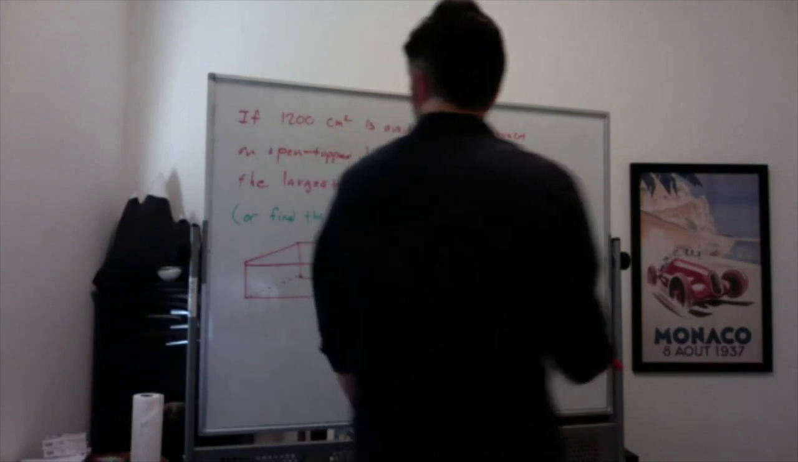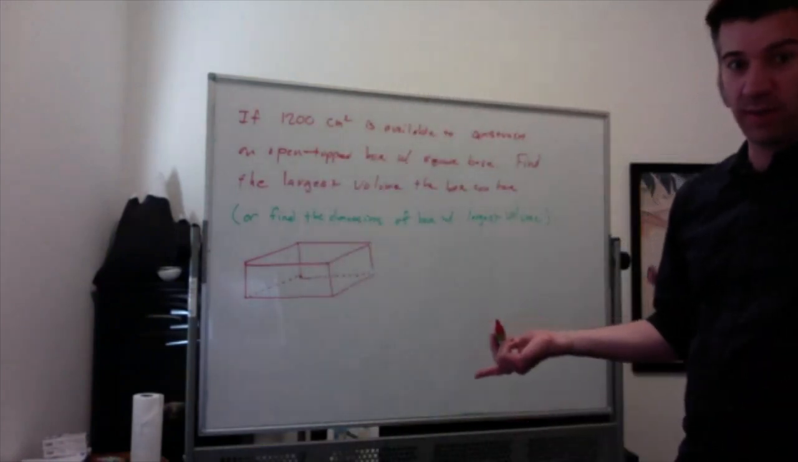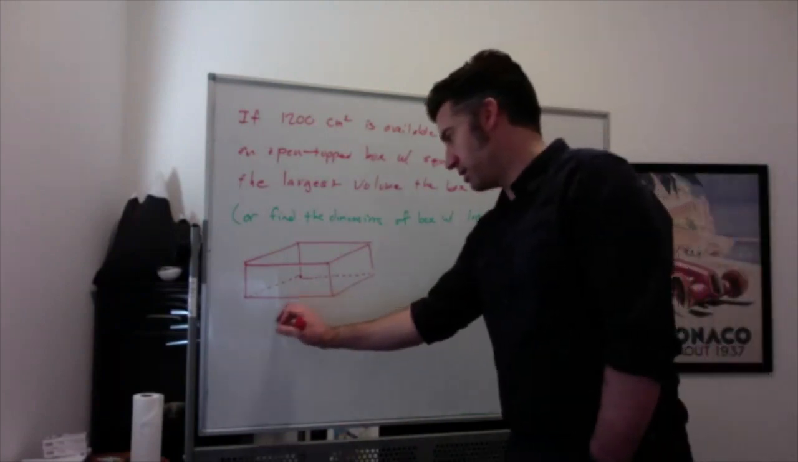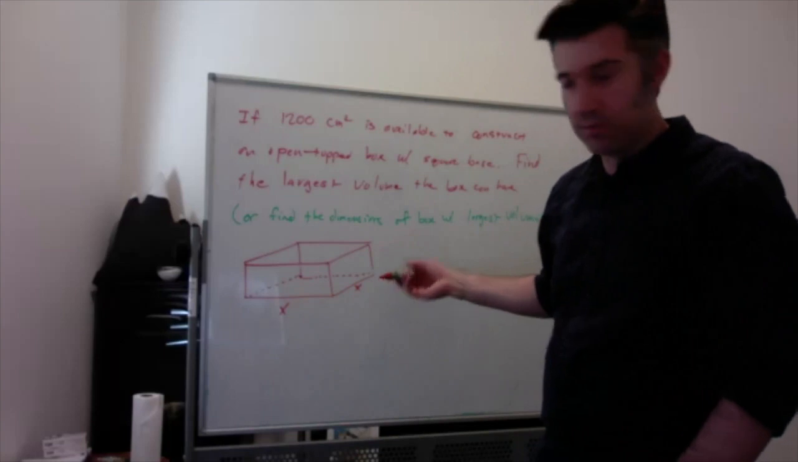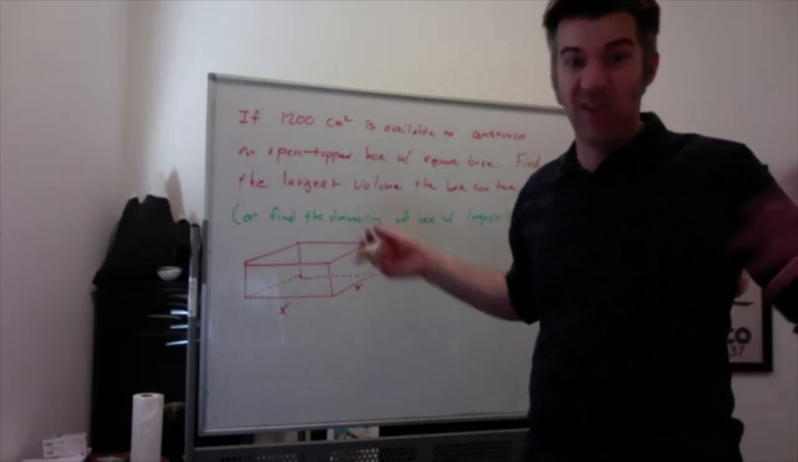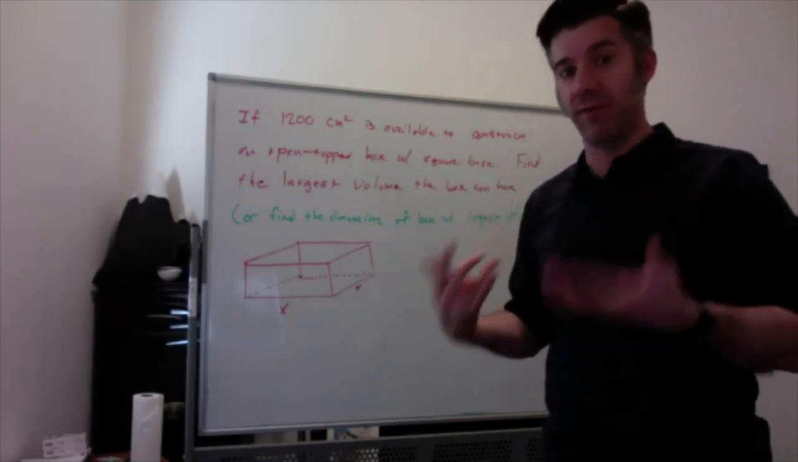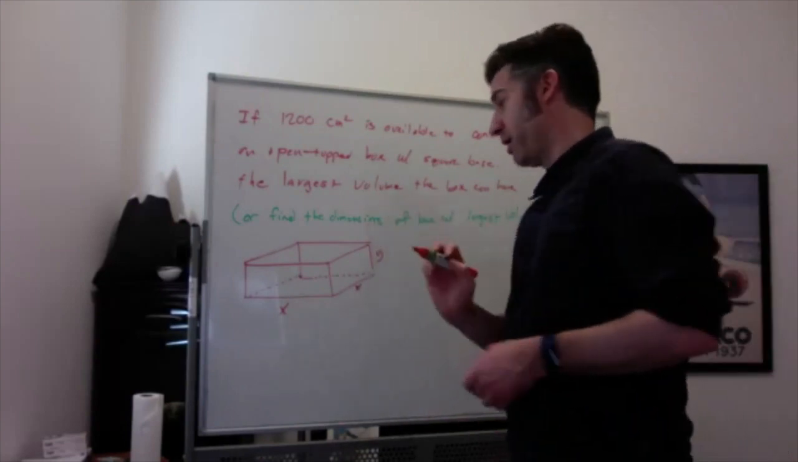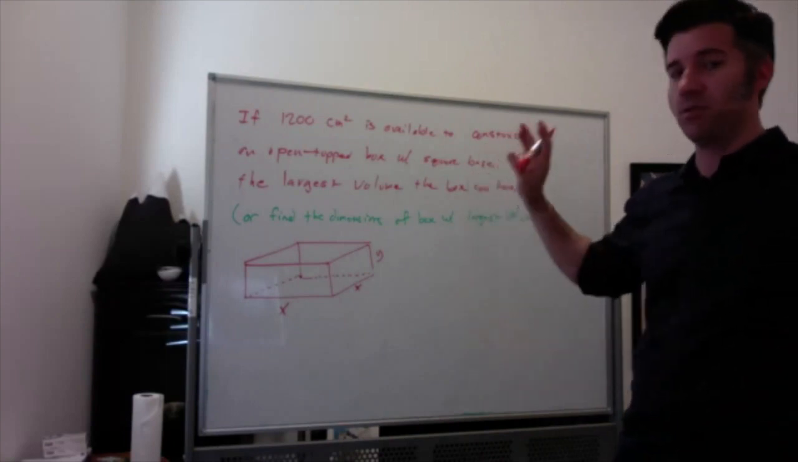Okay. So it's got a square base. So I should label the base as X and X. And the height is not the same as the base necessarily. It could be, but we don't know that for sure. So if you don't know things are the same, you should always give them different variable names. So we'll call that Y. You can use anything you want. I use X's and Y's, usually use L's and W's or H's, whatever.